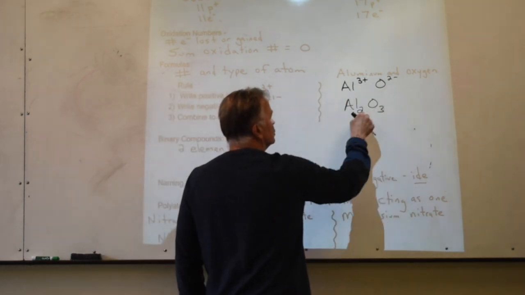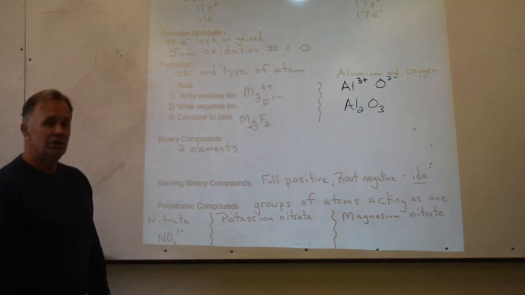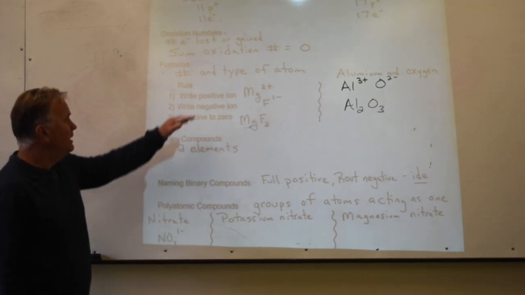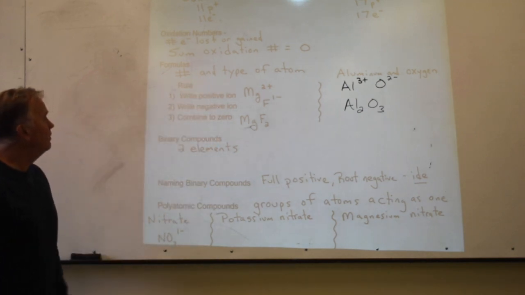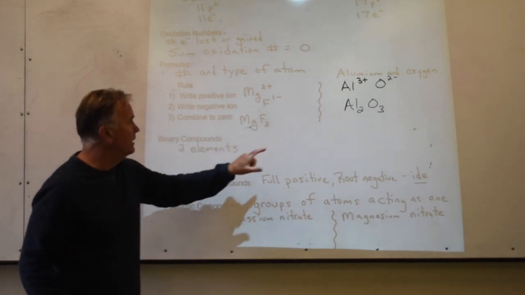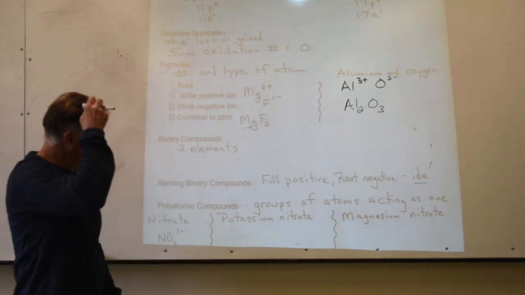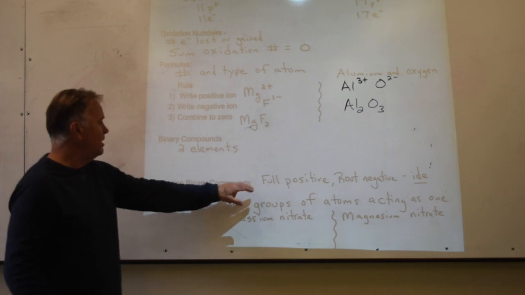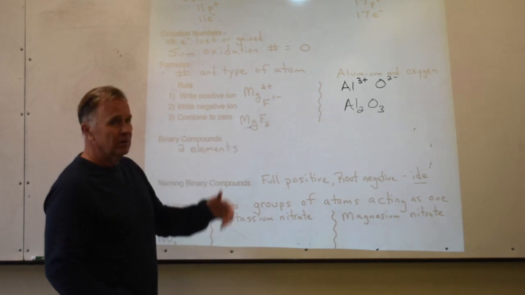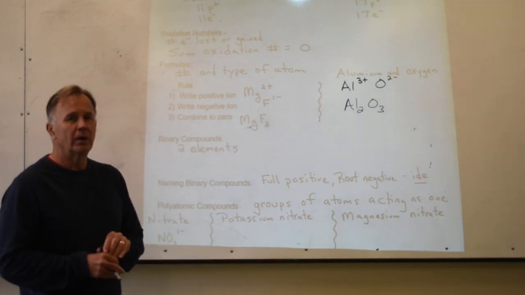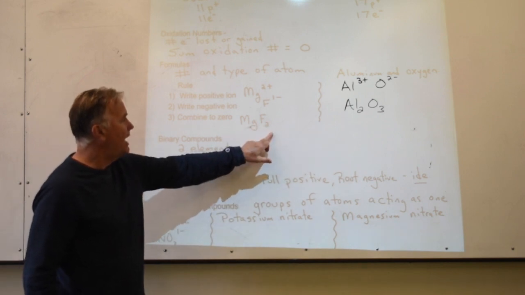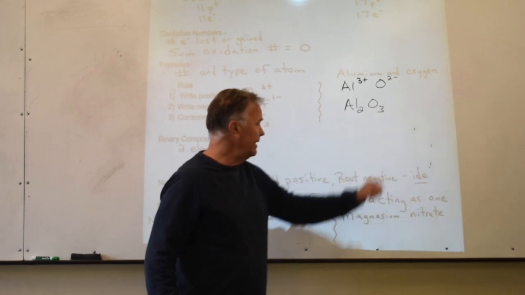You can also just cross those numbers over. That's a little bit of a cheat, but you can always do that and reduce to the simplest ratio. That's in general how you write correct formulas. Binary compounds are compounds with just 2 elements, like we did here. There may be more than 2 atoms, but there are just 2 elements. When you name these compounds, it's the full name of the positive, then the root of the negative, then you add -ide. So with sodium and chlorine, you don't call it sodium chlorine, you call it sodium chloride. That's table salt. Here you would go magnesium fluoride, aluminum oxide.